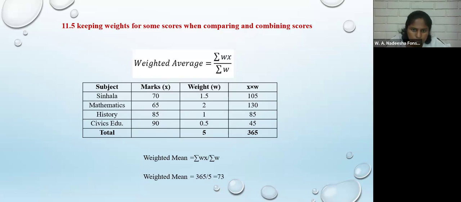So the Z-score is also similar to this. When giving Z-scores, if we give the same Z-score for the whole island, that is not fair. There are so many areas we have to consider. In the Colombo area, they have so many tuition classes and so many facilities. In rural areas, they don't have such facilities.